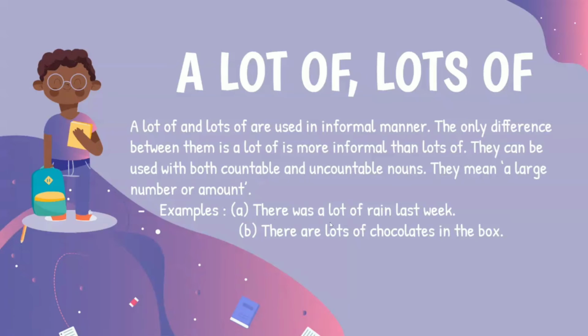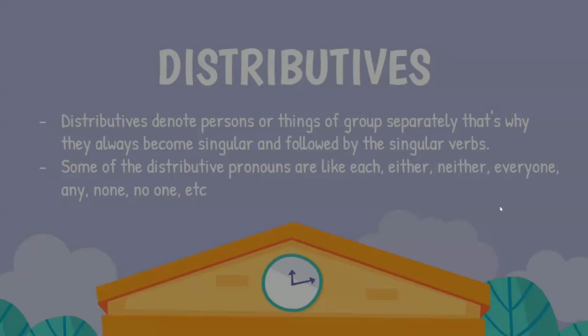Here is the example. There was a lot of rain last week. Let's say I am talking to some general person, my mother or a friend. So I would say there was a lot of rain last week. But if I say there are lots of chocolates in the box, I am being a little formal. Let's say I am talking to someone greater in age than me, or someone with whom I need to be a little formal but not much. So I would use lots of.